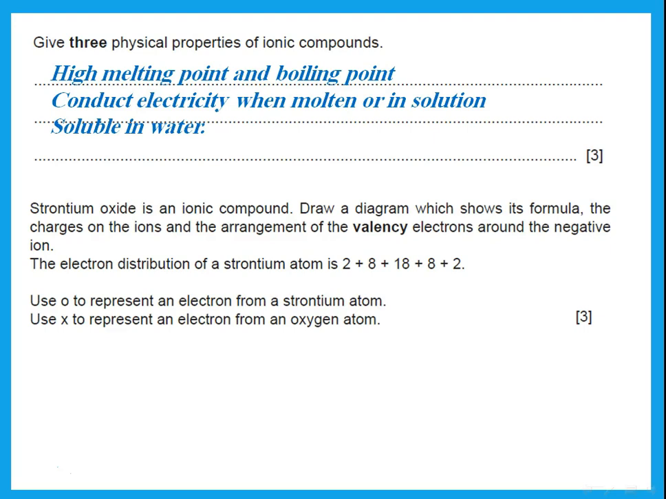Now, when we draw this, we said we're going to draw the strontium, and the strontium is something in group 2. So it loses the 2 electrons in the outermost shell and becomes 2 positive. The oxygen has 6 electrons of its own. It's going to need 2 more. So it will take the 2 from the strontium, and that will give it an extra 2 negative charges.